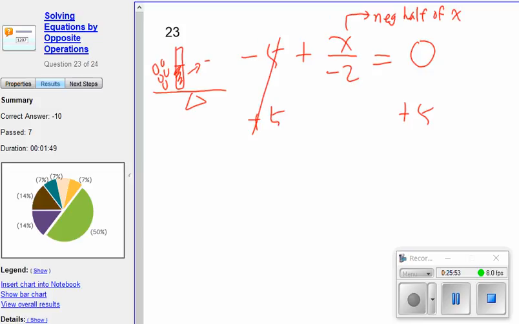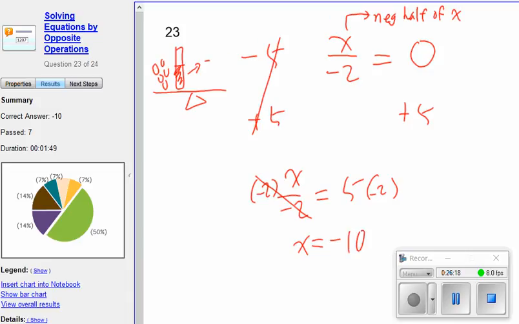Now, here's where it gets tricky. I have plus a half of x. So a negative half of x still stays a negative half of x, and 0 plus 5 is still going to be 5. So essentially, this plus sign does disappear because I'm adding to the expression this particular value. Now I'm going to multiply both sides by negative 2. And x will have the standard form value of negative 10.